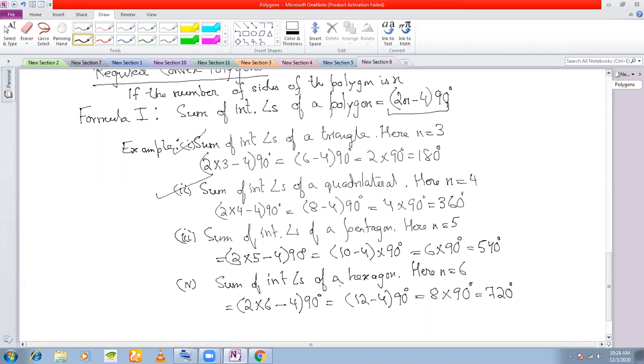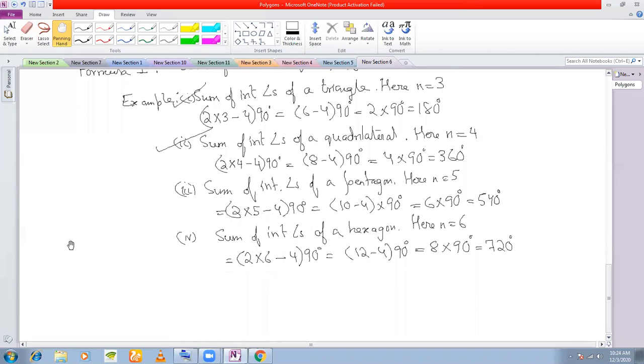And you can calculate for heptagon, octagon, decagon, whatever you want. All this you can calculate with the help of this formula. And why only till decagon? You can calculate the sum of interior angles of a polygon with say 40 sides, with say 43 sides, with say 93 sides also. Any number of sides of a polygon that you can think of, you can use this formula to calculate the sum of the interior angles.